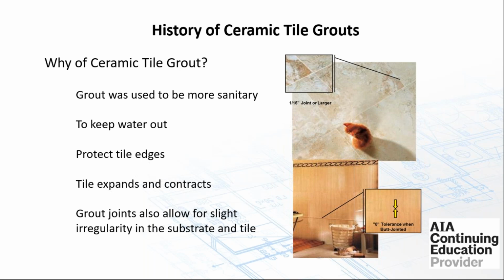Protecting the edges of the tile, you want the grout joints to be full, flush, so that the edges of the tile don't chip or spall in movement. Grout joints also allow for slight irregularity in the substrate and the tile. I like to say that grout can cover a multitude of sins in a tile installation. A very good tile installation that has a bad grout installation, you will notice the bad installation. A poor tile installation with a good grout installation will cover up a lot of the mistakes.